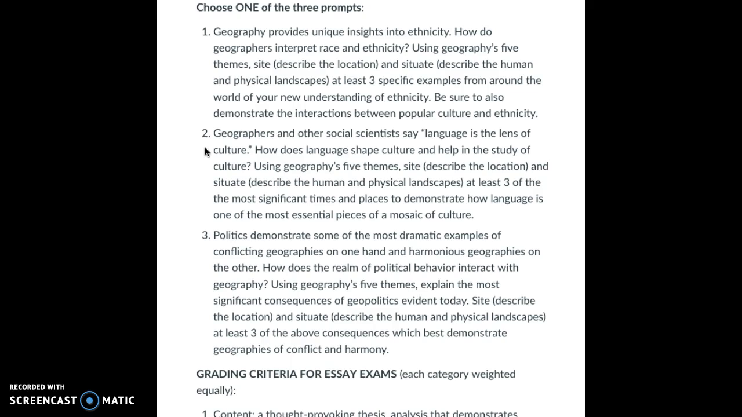You'll notice in each one of them the emphasis on at least 3 specific examples. So roughly you'll have about 3 main points in your papers, and the key part here is at least 3.